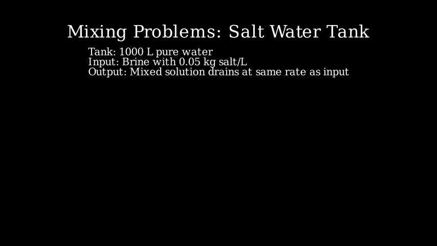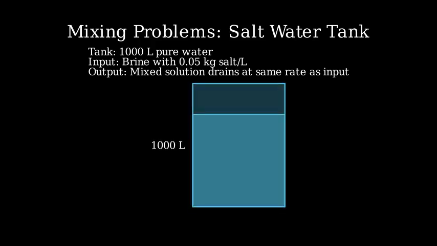Let's visualize our setup. Here's our tank containing 1,000 liters of water. Brine flows in from the top, and the mixed solution flows out from the bottom at the same rate. The solution is continuously mixed inside the tank. Let's analyze how the amount of salt in the tank changes over time.